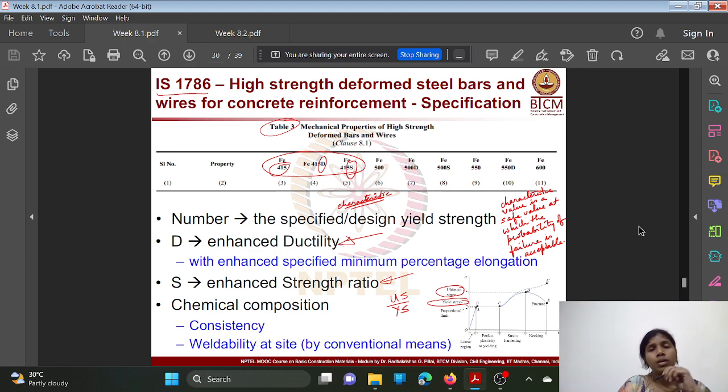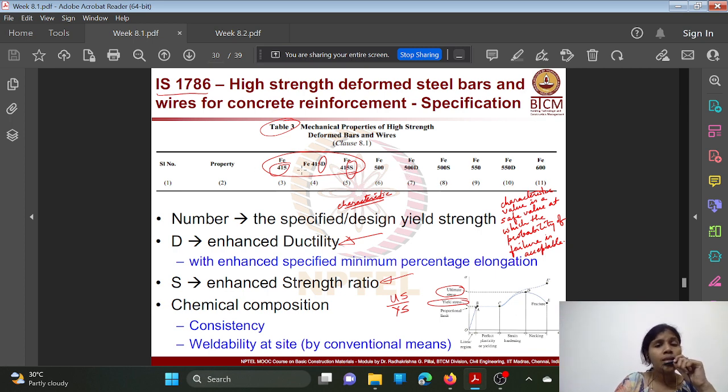And there are some IS specifications where you can see IS 1786. Here you can see the specification for high strength deformed steel bars and wires for concrete reinforcement, which can be seen in Indian Standard 1786. So see, this is a table from this code which consists of the mechanical properties of high strength deformed bars and wires. Okay. This table consists of serial number, property, and property of Fe415, Fe415D, Fe415S.